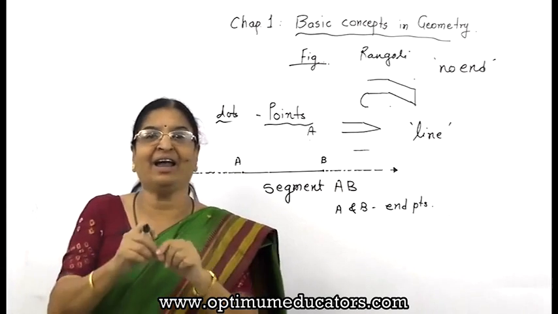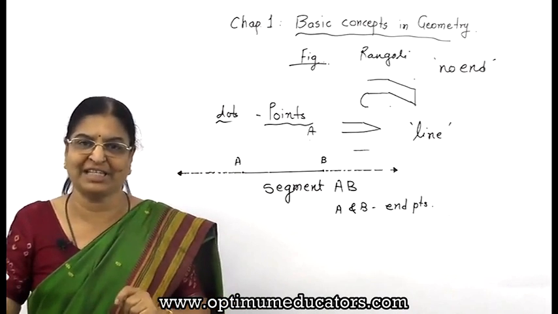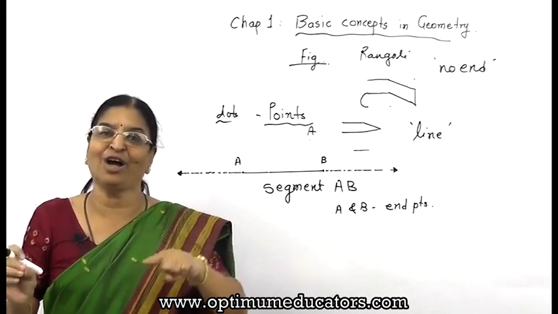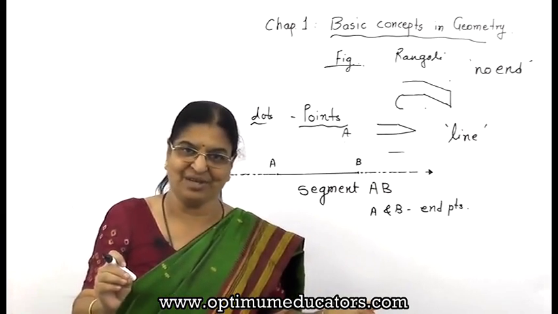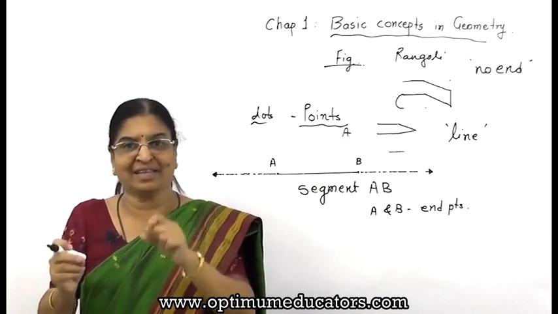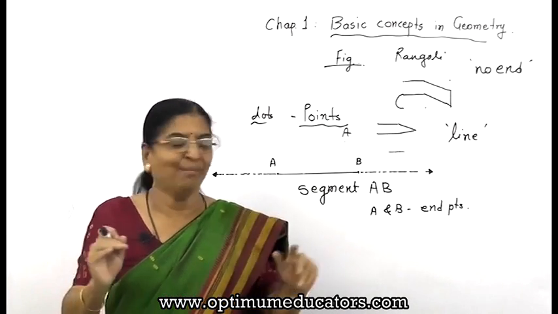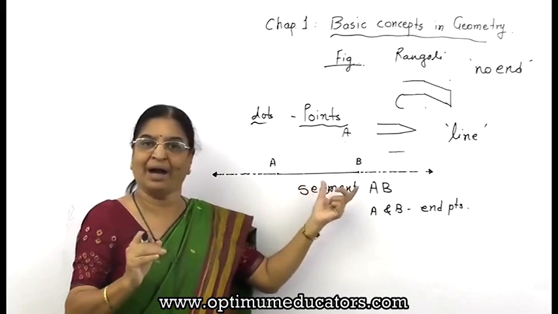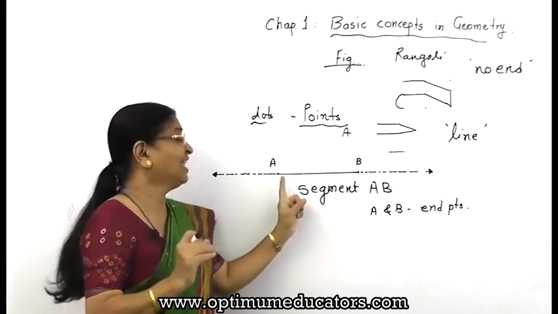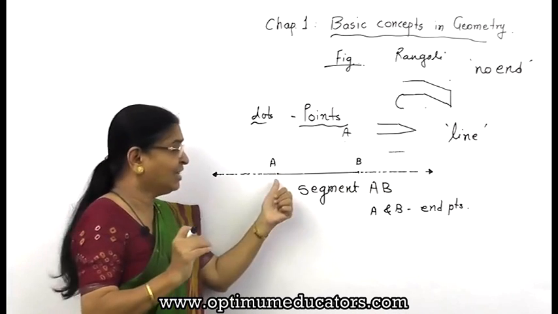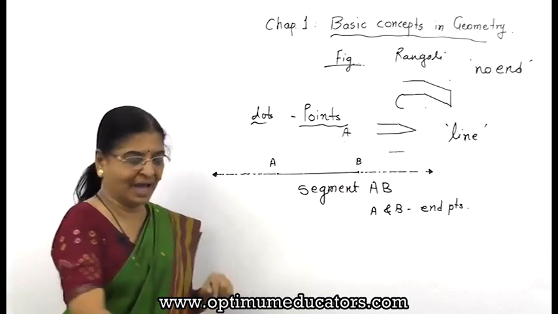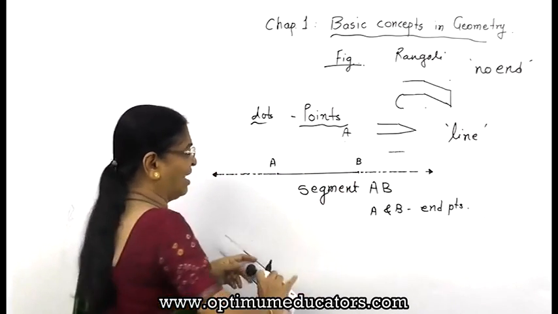When I say a line of length 6 centimeter, it is wrong in the mathematical sense. But if I say a segment of length 6 centimeter, then it is okay, because then it will be a part of the line. Okay. Now here again go for this. The segment is AB. I will draw another line.